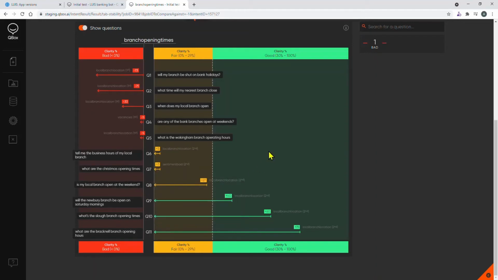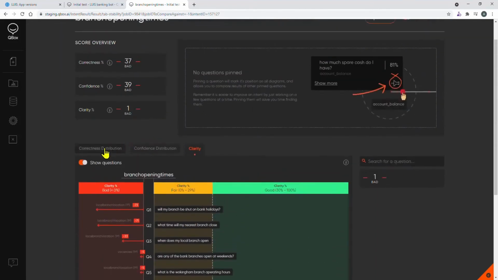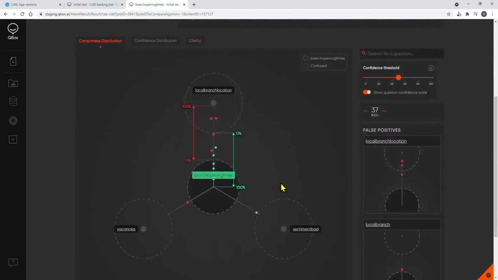For now, we'll attempt to fix the 5 incorrect utterances. So let's go back to the correctness distribution graph. You may find in your own model that you have quite a lot of incorrect utterances that need to be fixed. We do recommend you try to fix just 2 or 3 at a time if that is the case, and then testing again in QBox to validate those fixes and ensure no regression elsewhere in the model, which we'll take a look at later, and then move on to fix the next 2 or 3 utterances in the same intent. So that's what we're going to do here.